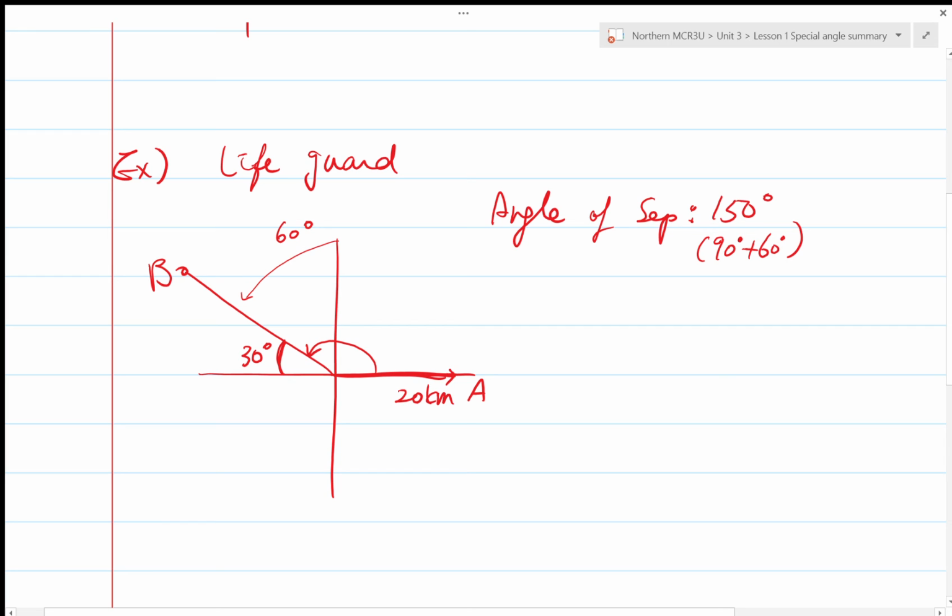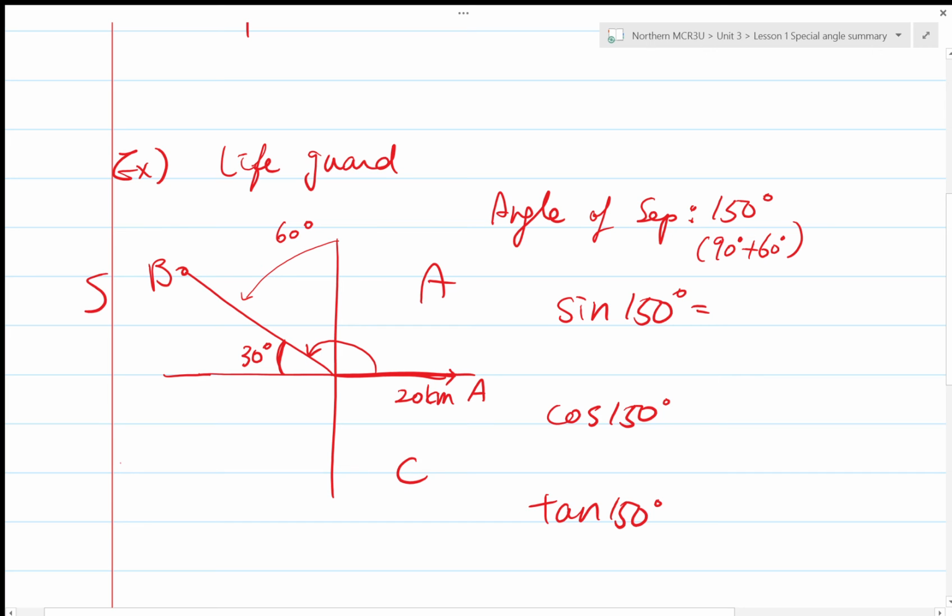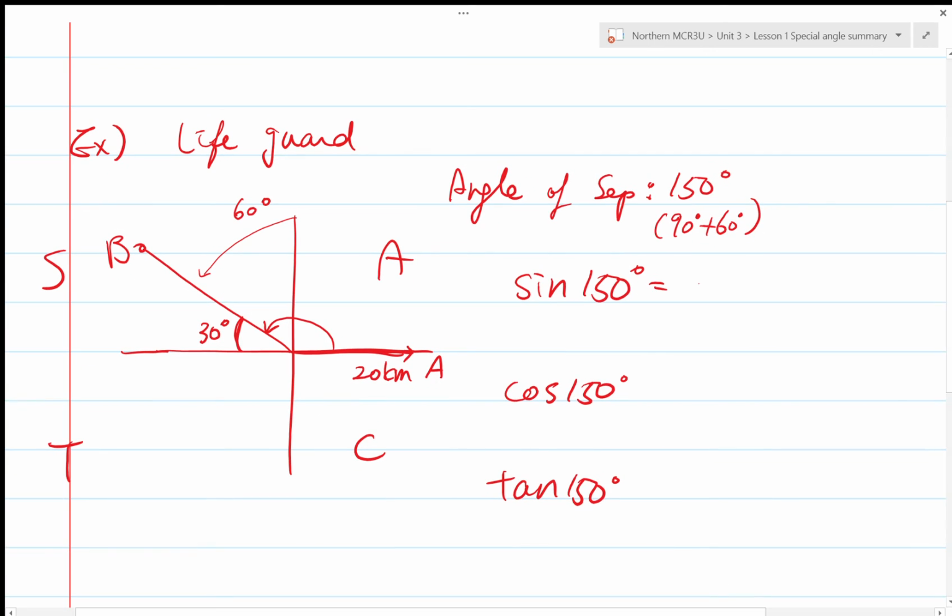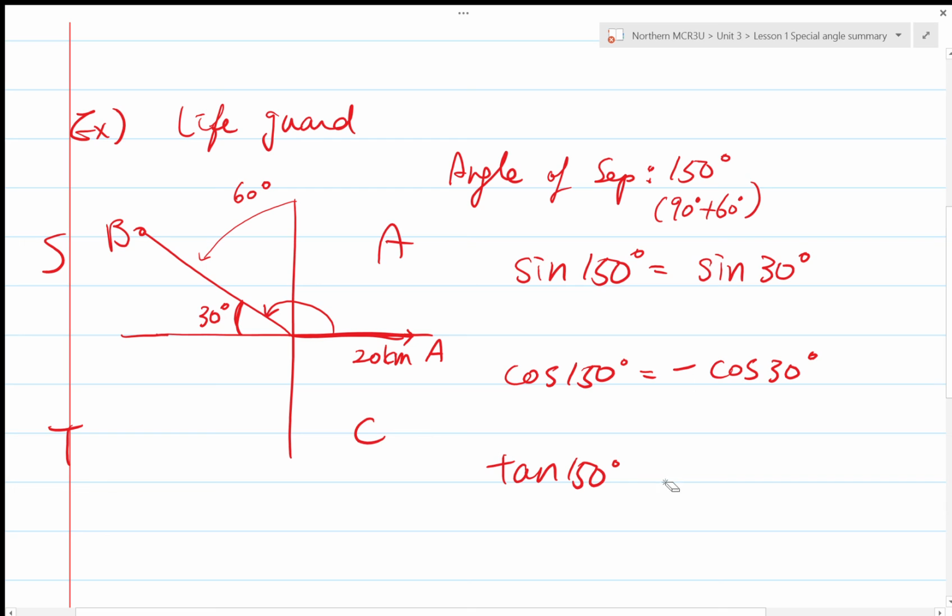Then I say, what is the trigonometric ratio of this 150? I'm going to ask you, what is sine 150, cosine 150, and then tangent 150? Well, if you look at it, sine is positive in the second quadrant, so it will be positive for the sine, but our reference angle is 30, so it will be just sine 30. Whereas the cosine is negative in the second quadrant, which is the S zone, so that will be negative cosine 30. And then lastly, the tangent is also negative there, so it will be negative tangent 30.